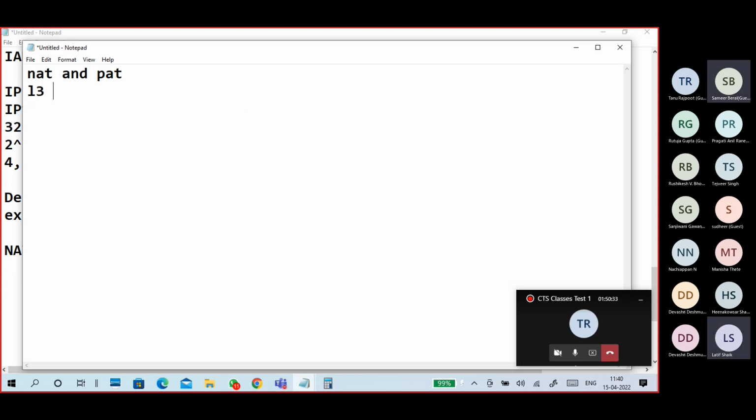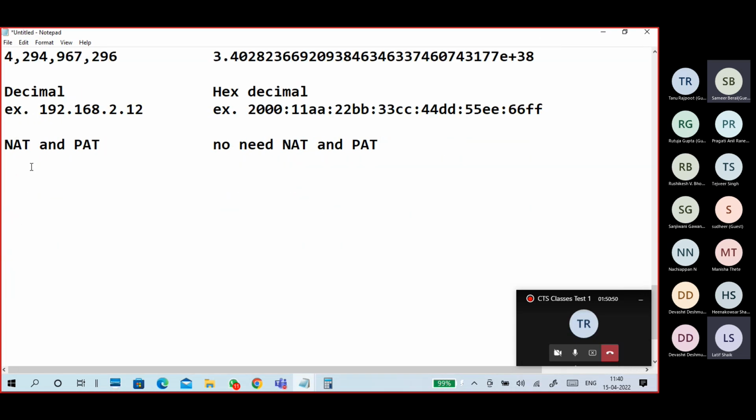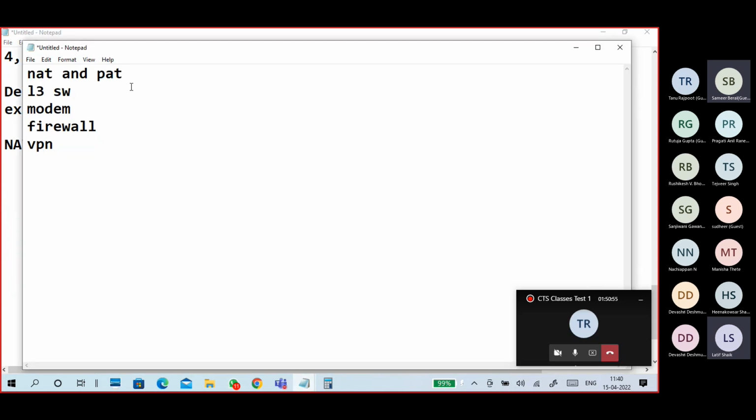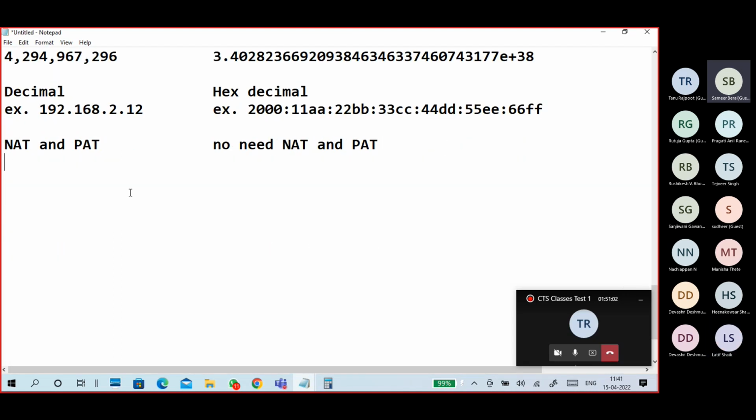Layer 3 switches we have to discuss, modem, firewall, VPN. One separate day we have to discuss these things separately. VLAN also, sorry, what is VLAN? We'll discuss that too. NAT and PAT kind of techniques we use in IPv4. Here we don't require them.